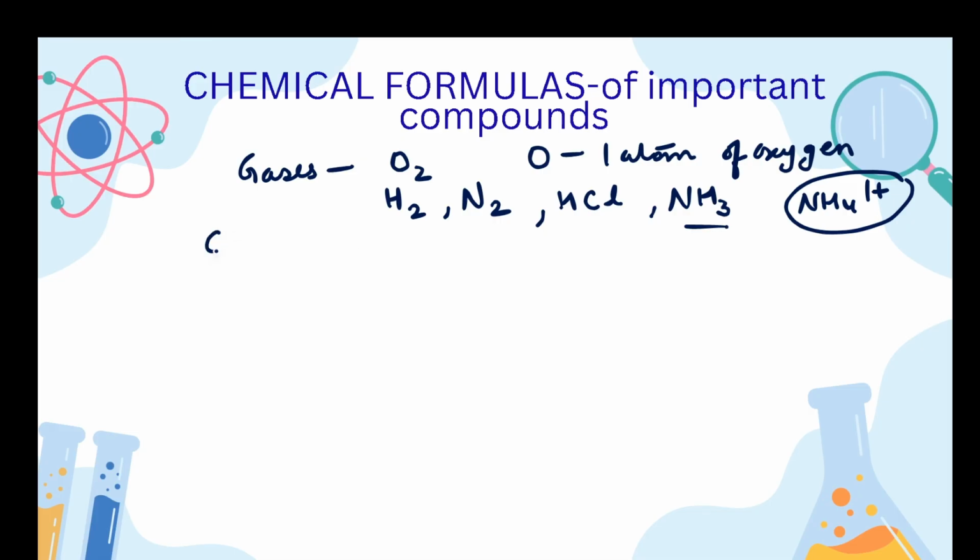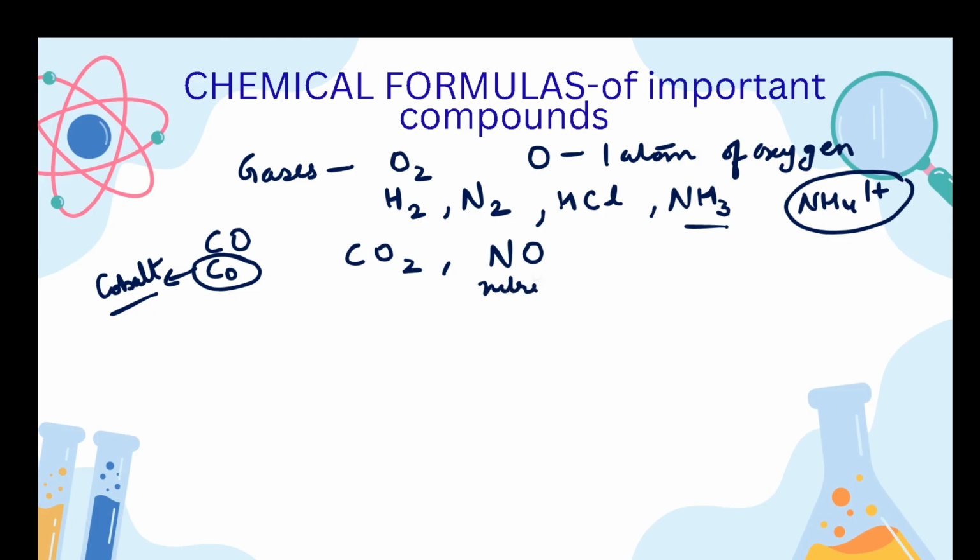Other gases are carbon monoxide, both should be capital letters. If you write a small letter, it becomes a different thing. It becomes an element of cobalt. So never make these mistakes. When you are writing carbon monoxide, both the letters should be capital letters. Carbon dioxide is CO2. Nitrogen monoxide, mono means one oxygen atom, that is nitrogen monoxide. The other name for it is nitric oxide. Okay, nitrogen monoxide or nitric oxide.